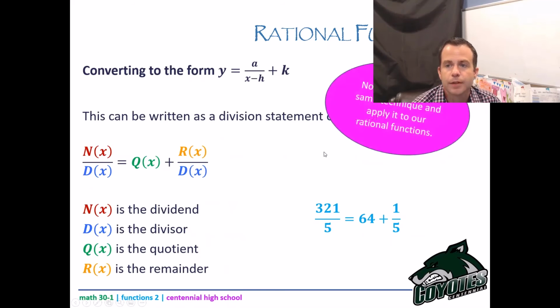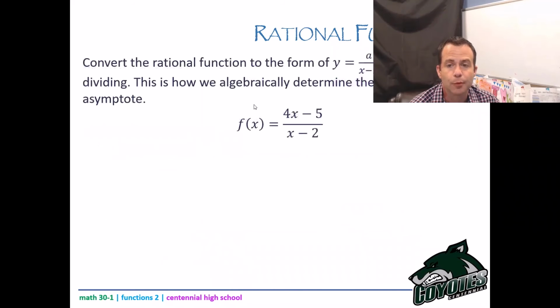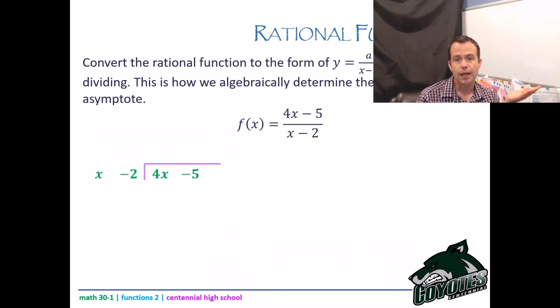So we're going to take the same technique now and apply it to our rational functions. I want to take a look at this, and what you want to notice is, hey, I don't see this in the form a over x minus h plus k. So let's get it in that form. I just have to do that division. It says 4x minus 5 divided by x minus 2. So the x minus 2 goes out on the front, and the 4x minus 5 goes inside.